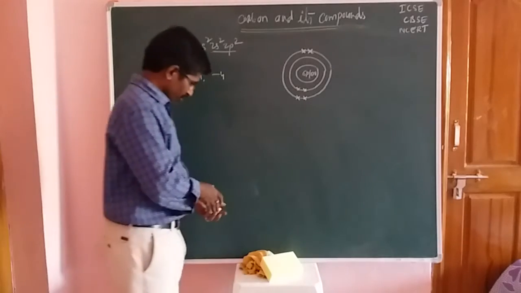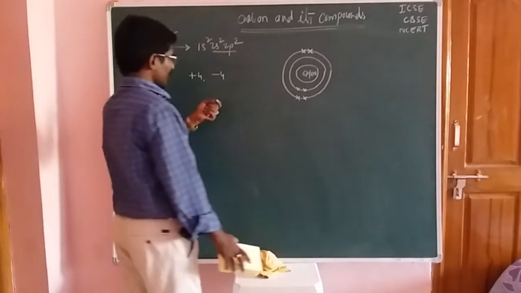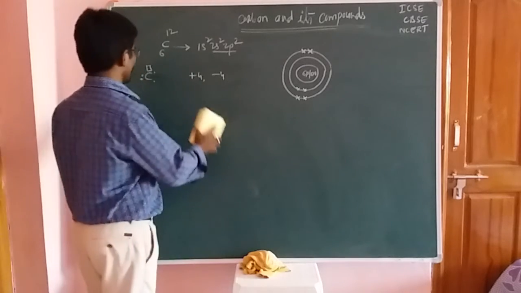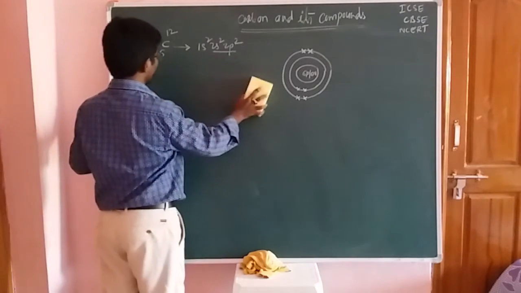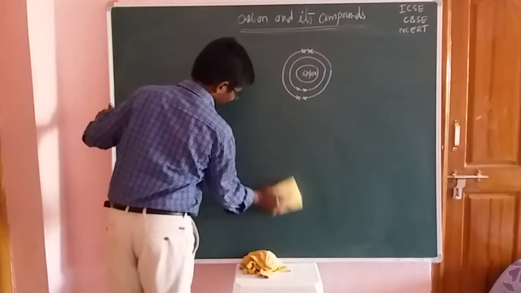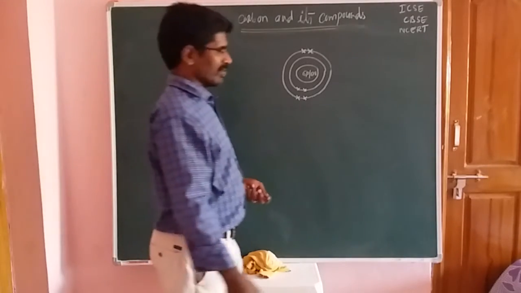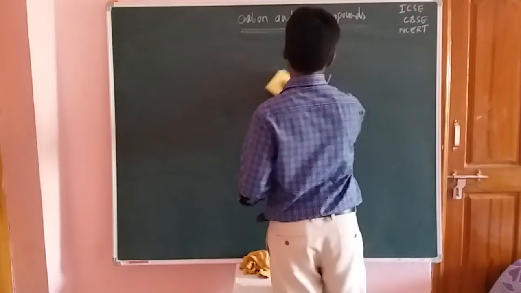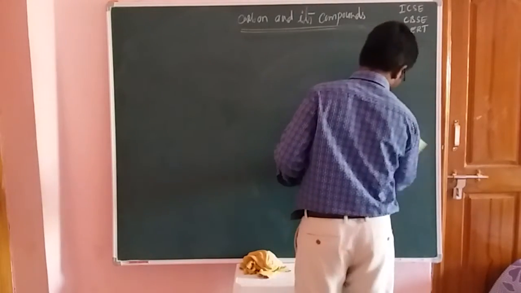Okay, students. So this is the reactivity nature of the carbon element. That means it can lose the 4 electrons and attain the helium gas configuration, but it is not ready to gain 4 extra electrons to attain the neon gas configuration.